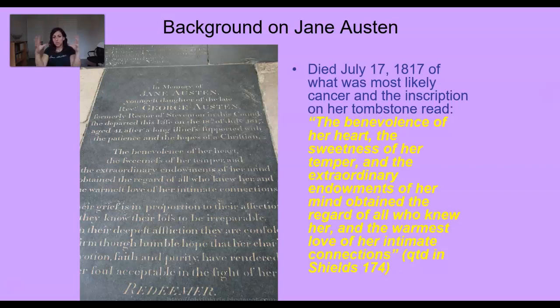Basically, it captures what Jane Austen meant to the people around her. Because she was so private, because she was such a family-oriented person, her tombstone reflects that. It reflects the fact that she was beloved by her family, and thought well of by anybody that essentially knew her. And I think that's very beautiful.